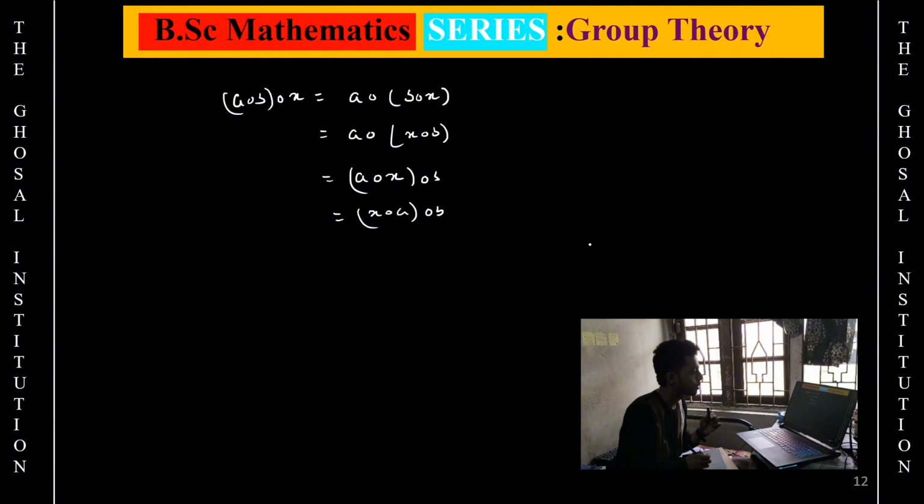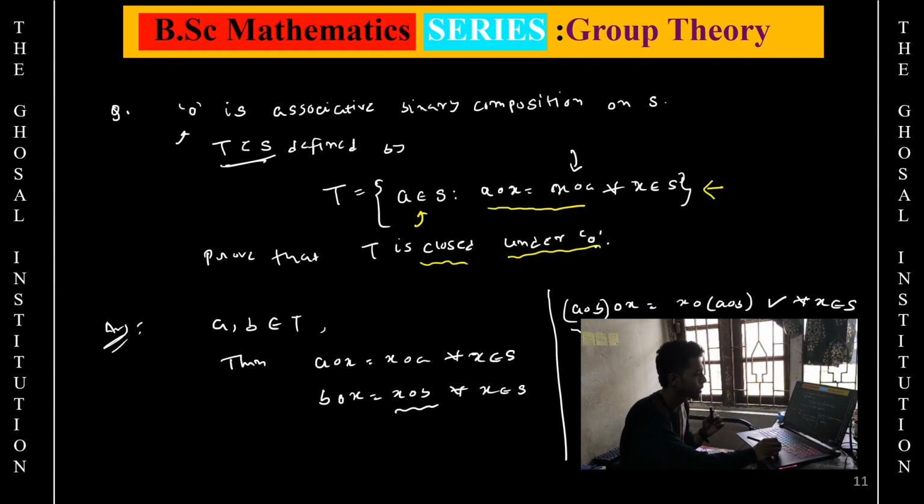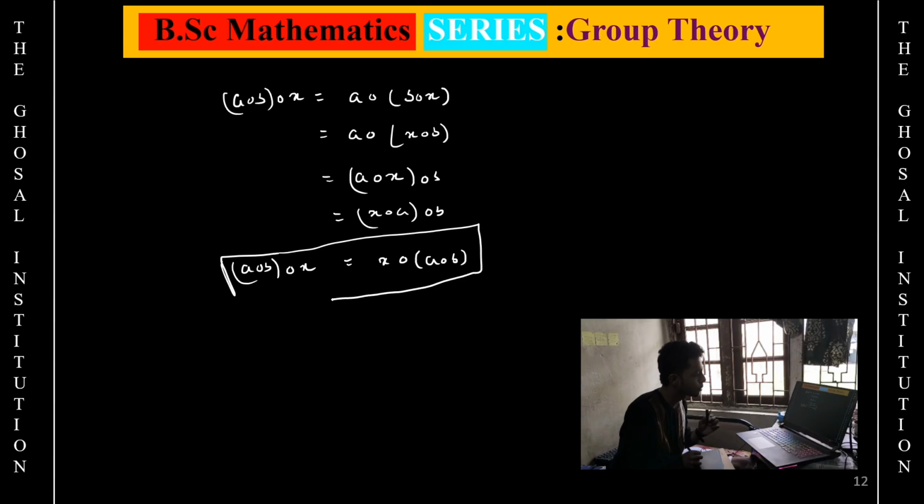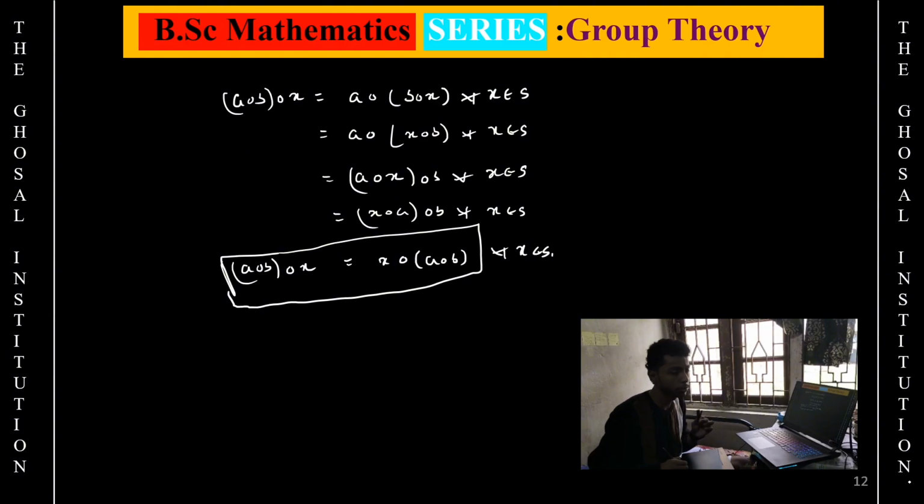Compose B. So what we have just got: since it is associative, we can write X compose A compose B, and we are done. So (A compose B) compose X is equal to X compose (A compose B). And since this X is not just a particular X, this is for all X in S. If you do not write this for all X in S, your marks will be deducted. Remember that. This notation is very important.